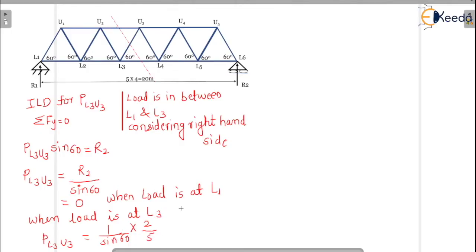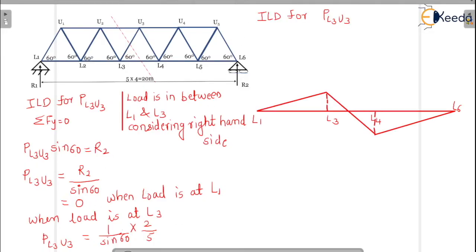And it will vary between L3 and L4. So the ILD for this case: the position of L3 is nothing but 2 by 5 sine 60, and this is 2 by 5 sine 60. This is negative, this is positive. This is the ILD for PL3 U3.